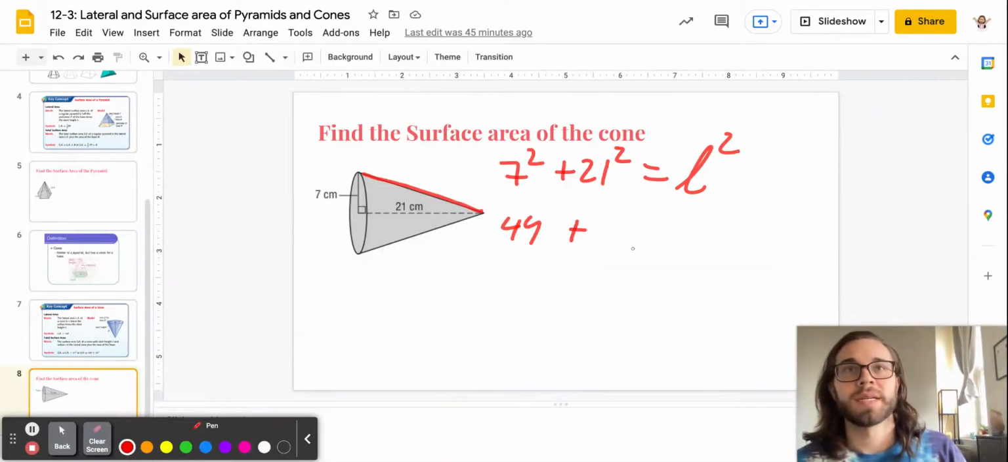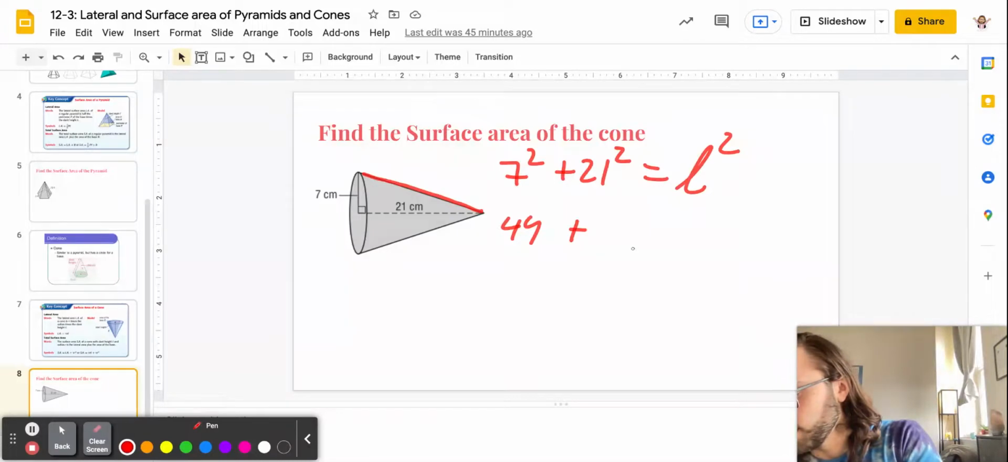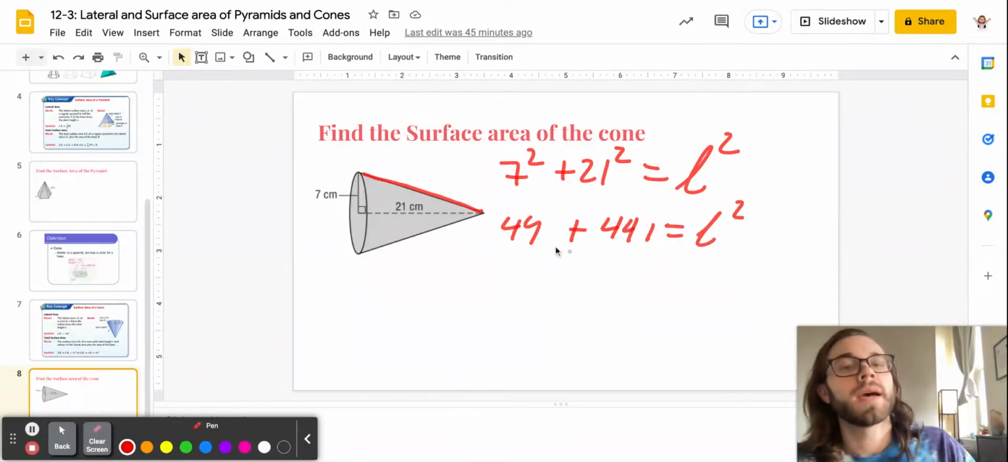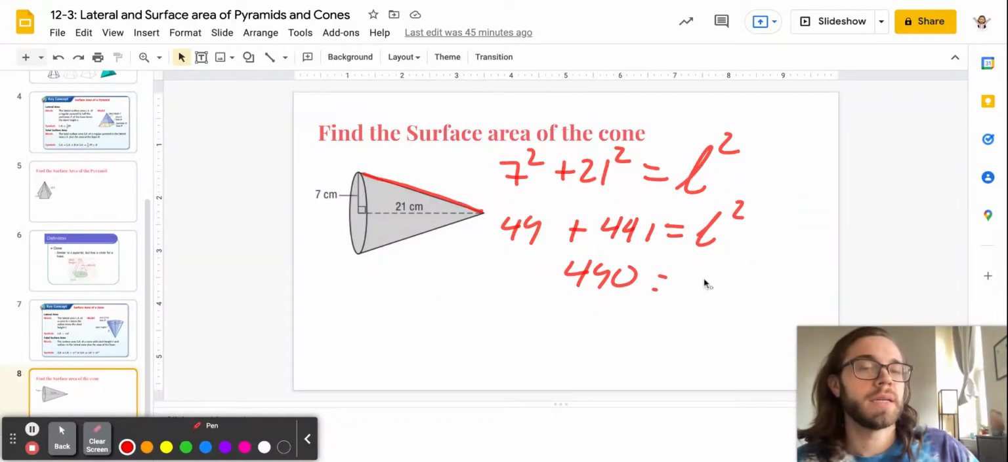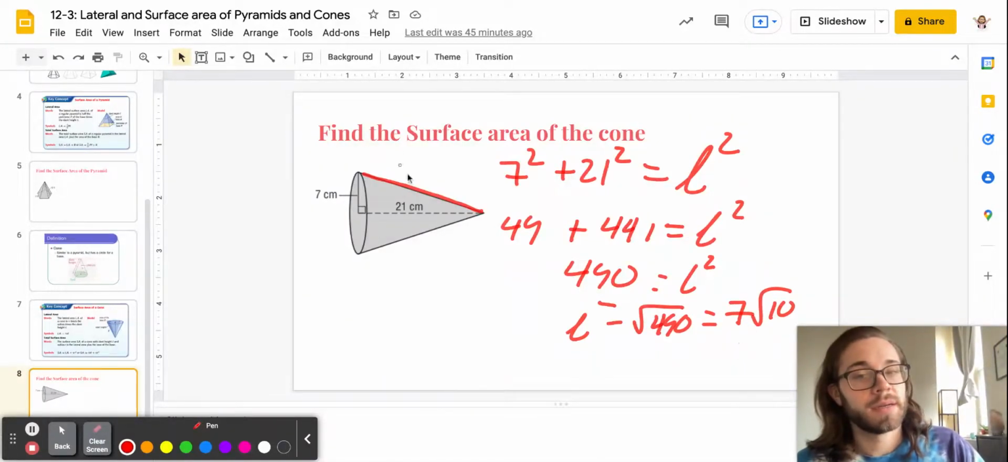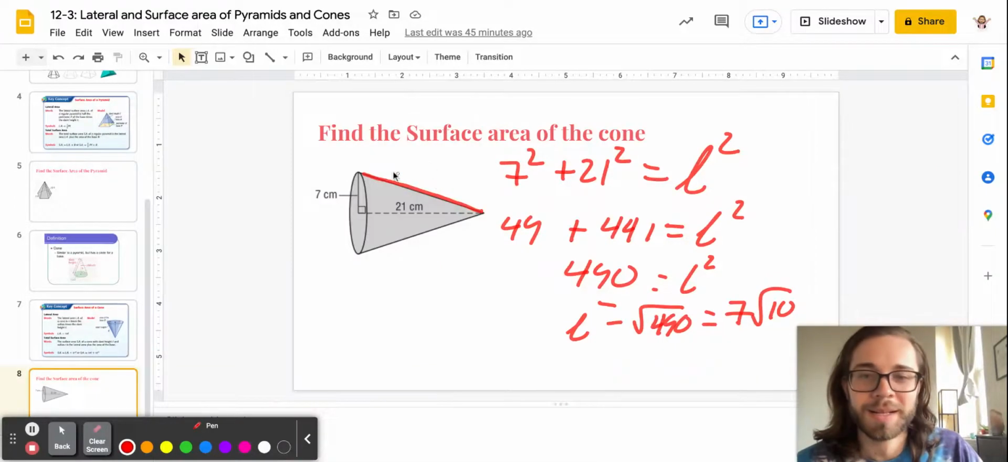Well, what's 49 times 9? 21, 441. Oh, that's nice. The slant height squared. So when we add the 49, so 490. So the slant height is going to be the square root of 490, which, as you can clearly see, is going to be 7 root 10, because that's 49 times 10. Okay, so we have our slant height, and leave the radical. Why put all these unnecessary decimals that make your answer less exact.